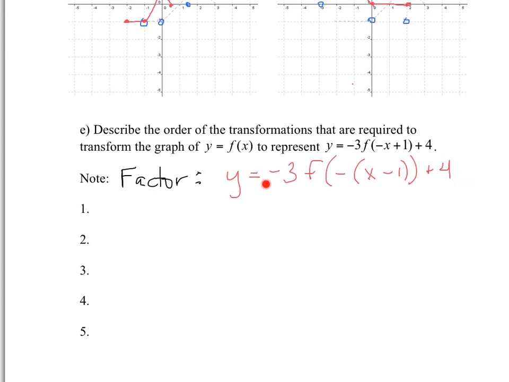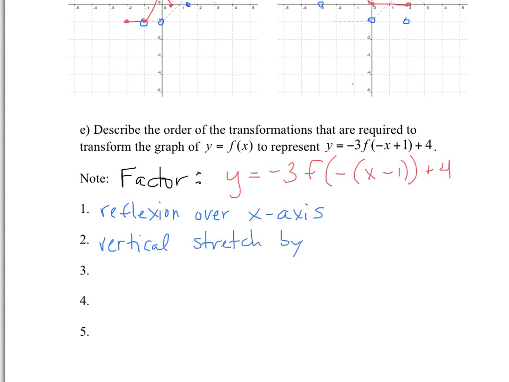Okay? So the first one here, there's a negative here. That is the reflection. Okay? So the first one is reflection over, and I hope you remember, this affects the y, so it's vertical, right? So it means it's over the x-axis. That would be the first transformation you would do. And then what this 3 does, that is a vertical stretch. So we're going to have a vertical stretch by a factor of 3.